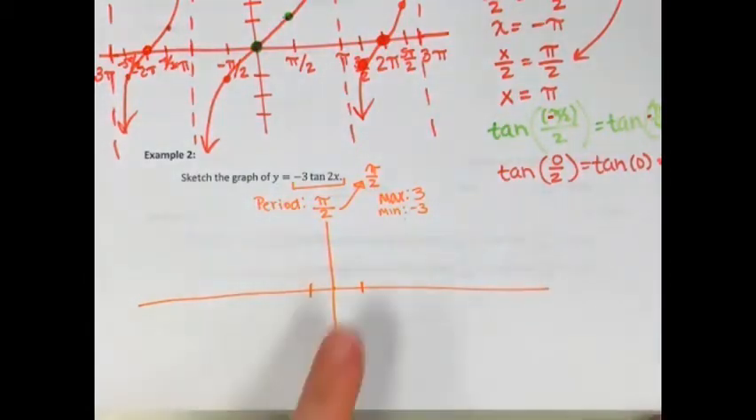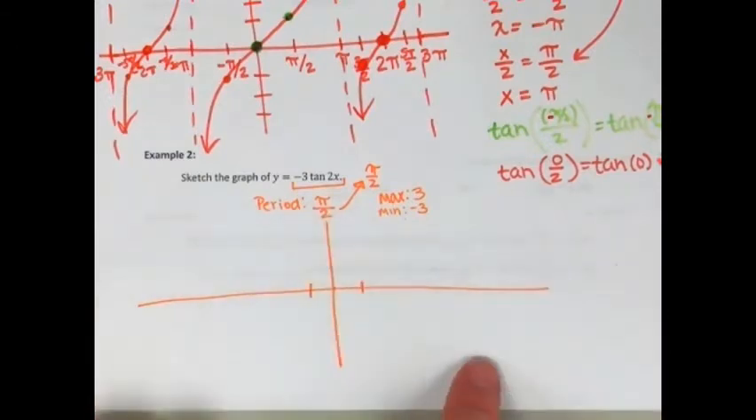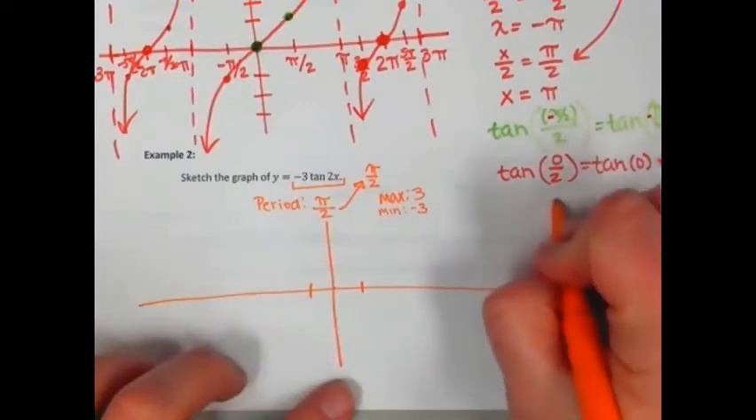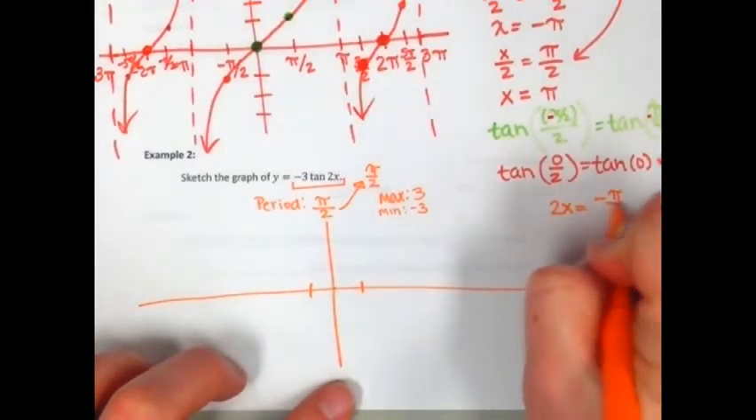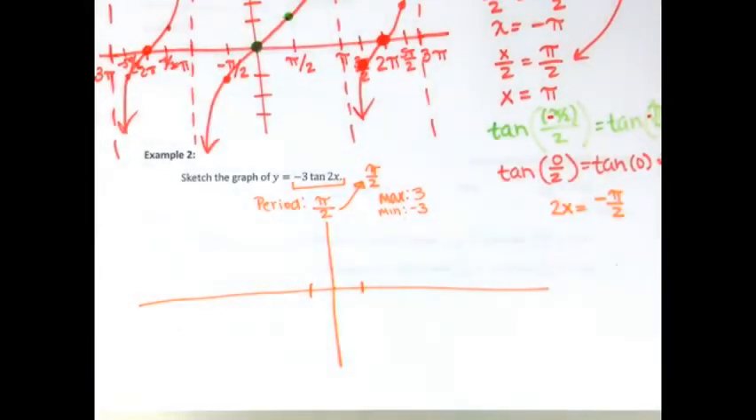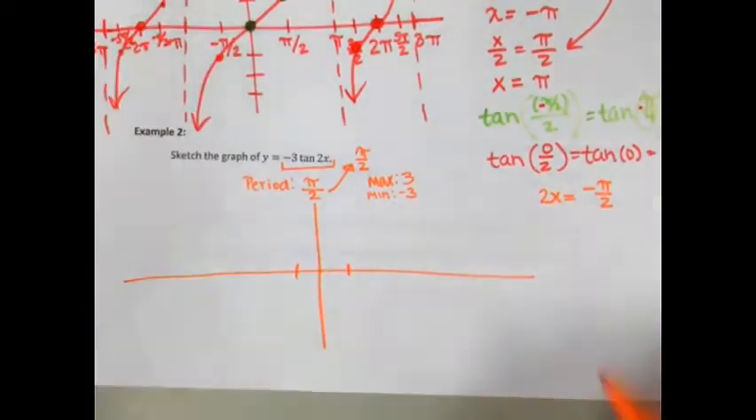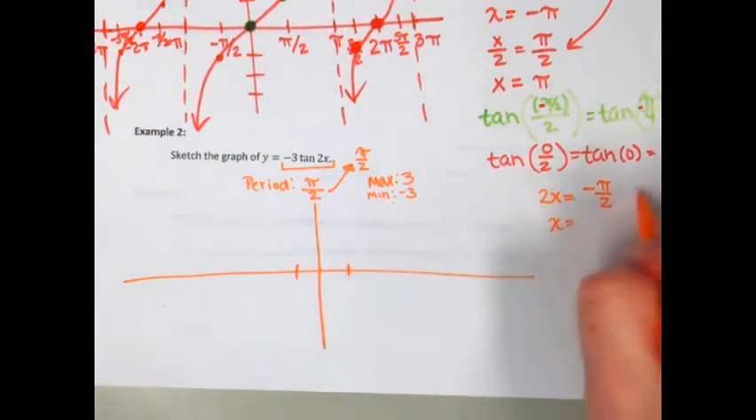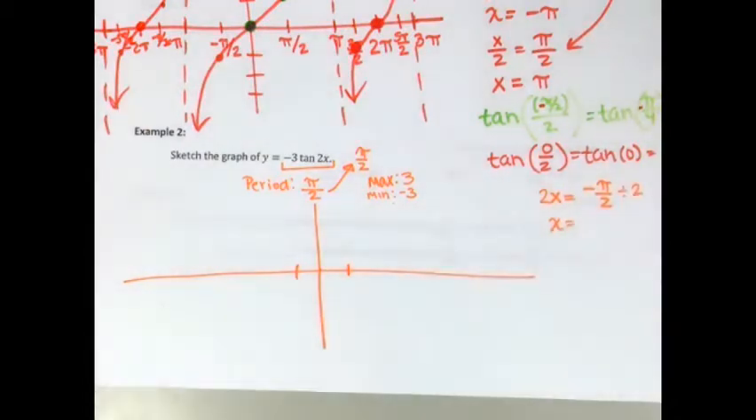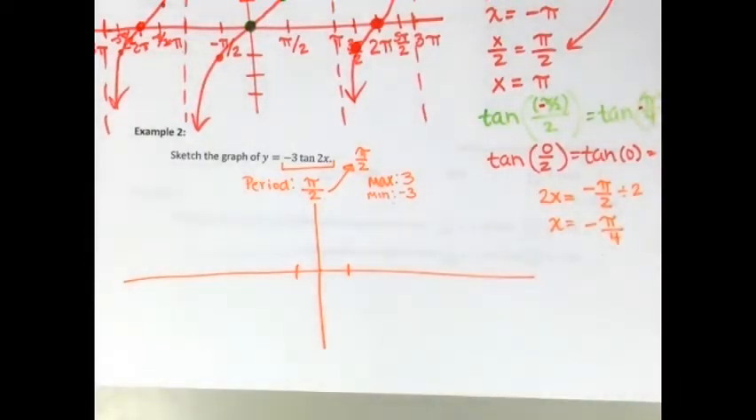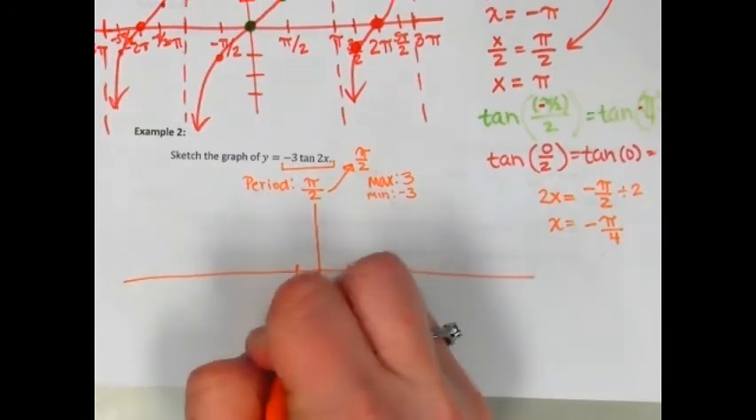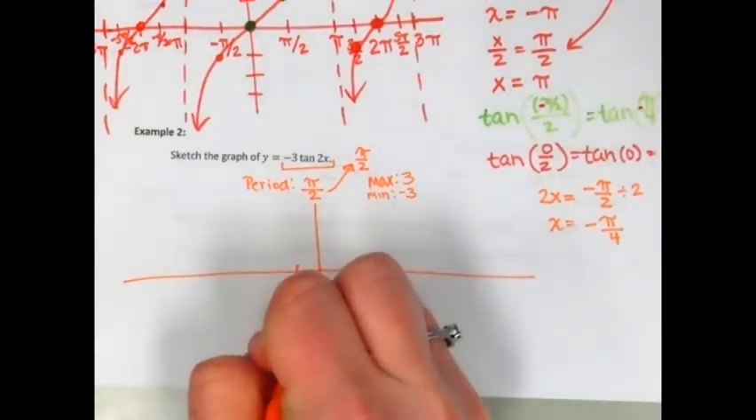So now let's think about that. Normally we start at negative pi over 2, right? So we're going to set this 2x equal to negative pi over 2. How do I solve for x? Divide by 2. So x would equal negative pi over 4. Does that make sense? So from 0, I'm going to go over to negative pi over 4.